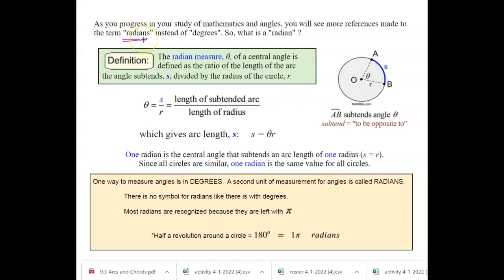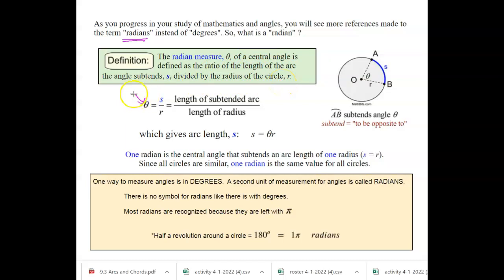So a radian is just a different measurement. There is no symbol for a radian. There are some things you see that kind of signify it might be a radian, but typically it'll either say radian or you're not going to have the degree symbol. All right, so what is a radian? A radian is defined as the ratio of the length of the arc divided by the radius of the circle. Okay.